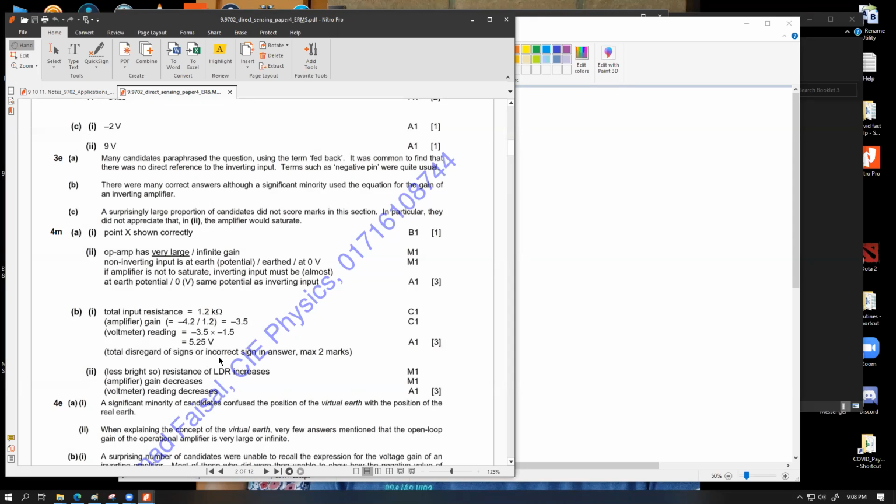Total disregard of signs or incorrect sign in answer: maximum 2 marks. Meaning if someone doesn't account for the signs at all, or misplaces the minus signs, or ultimately gets the minus in the answer but doesn't use the minus in the calculation at all, then out of the total 3 marks they get a maximum of 2. So yeah, it's important that you consider this minus.